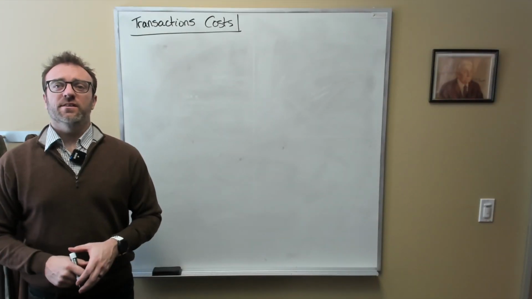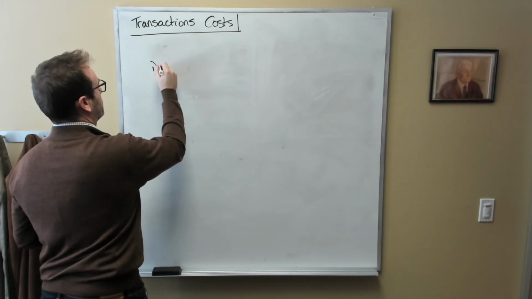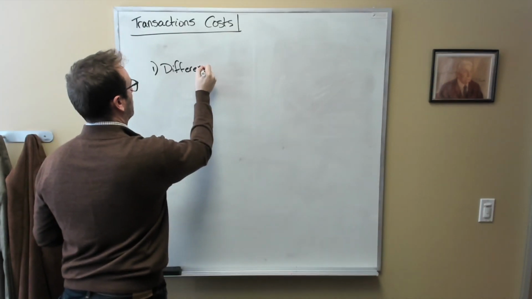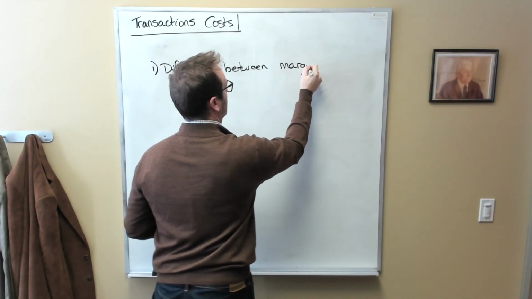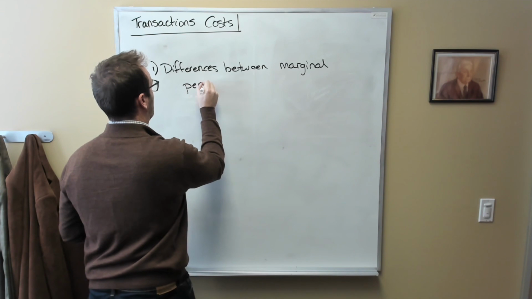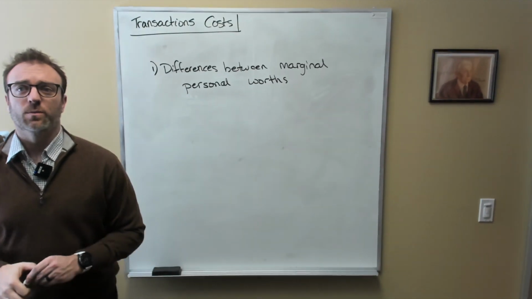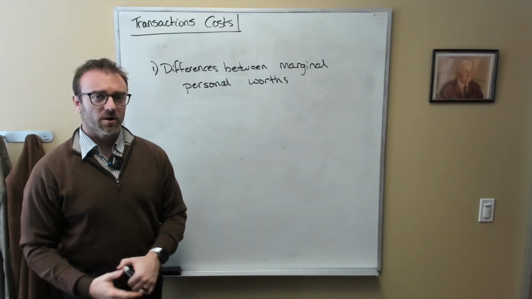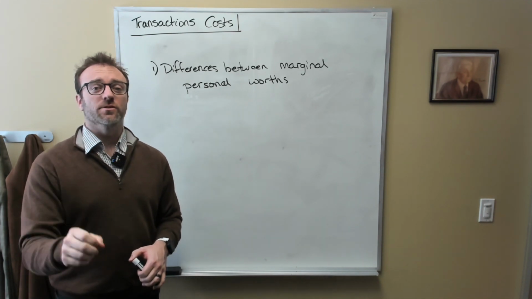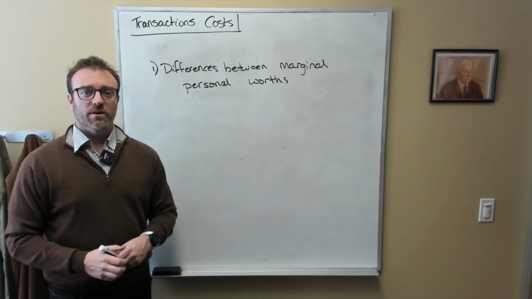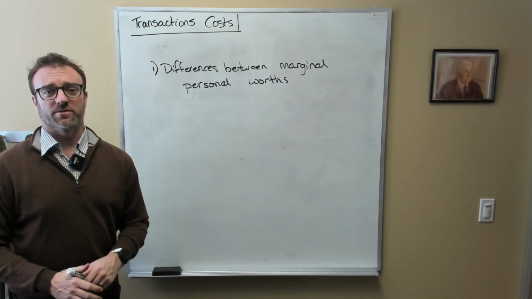Okay, so the extent to which trade can happen depends on two factors. The first, which we just discussed, will be the difference between the marginal personal worths. So the reason why you're able to purchase coffee from Starbucks, for example, is because the marginal personal worth of the coffee is higher to you than it is to Starbucks. In other words, your demand curve for coffee will be further out to the right than Starbucks's.